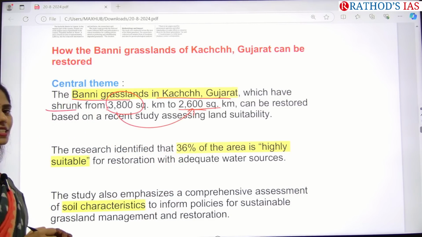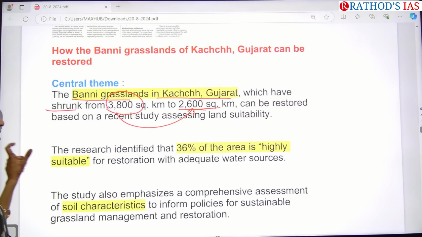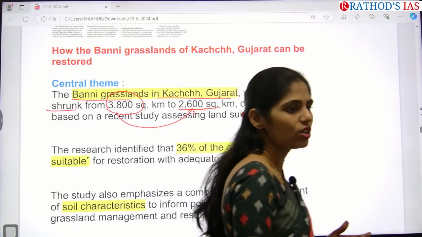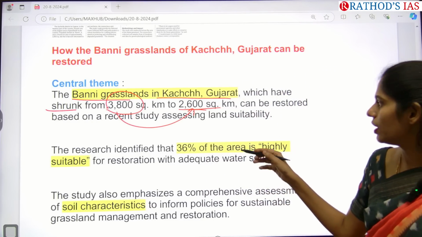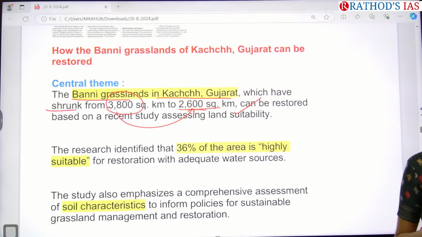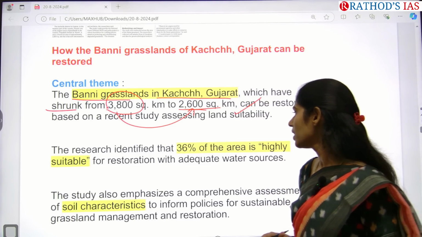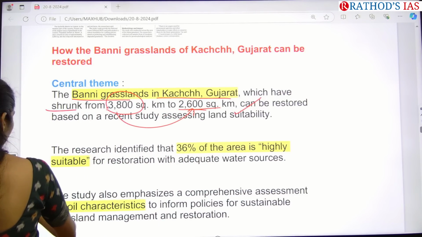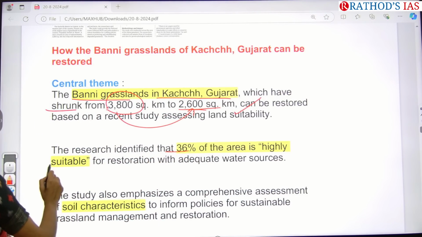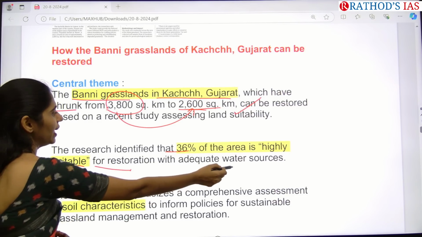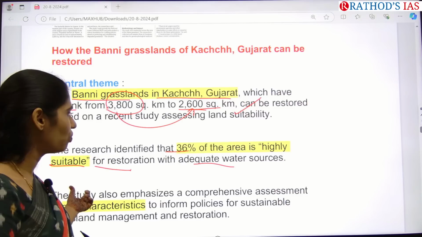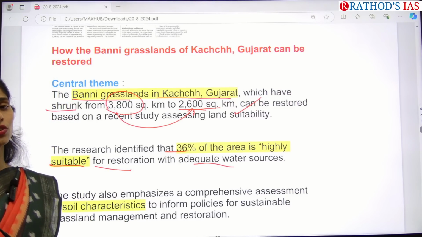So now this article is saying that we have to restore based on the study assessing land suitability. So the land suitable for which things? Based on this land suitability, we have to go for proper restoration of this Banni grasslands. So here the research has identified that 36% of area is highly suitable for restoration with adequate water resources. If you are providing proper adequate resources, we can go for restoration of about 36% of this area.